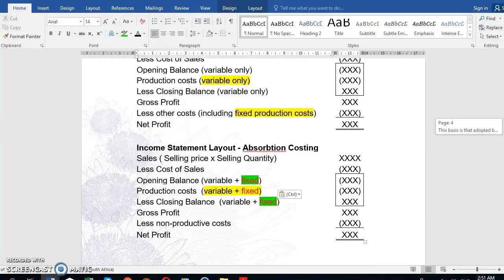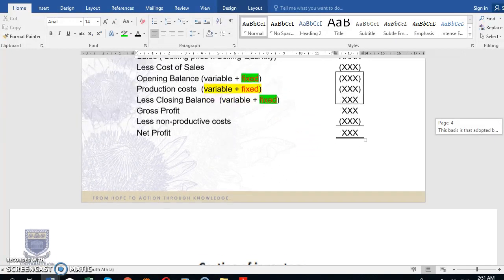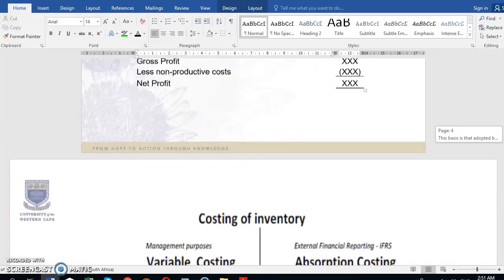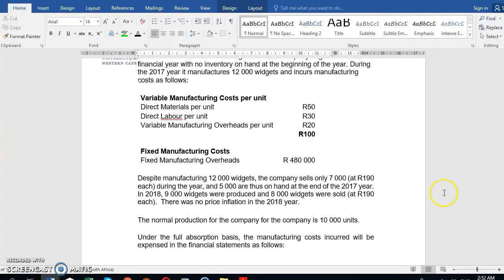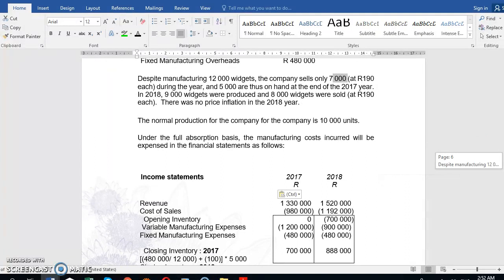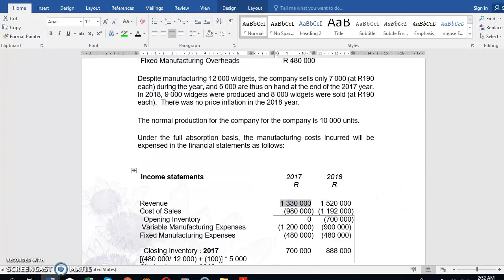Okay, but just focusing on absorption costing for now. And in this video I'll just do the 2017 year. Our selling price is 190 Rand for 2017, and we're selling 7,000 units. So if you do that, 7,000 times 190 gives you the 1330. Okay, hopefully that's simple enough.